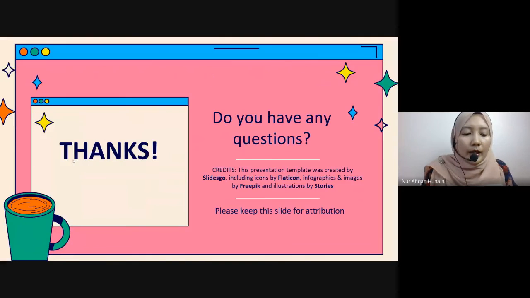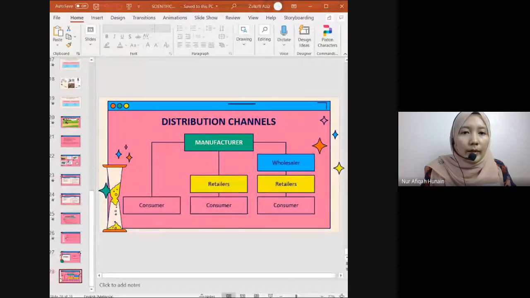Okay. That's all about how to measure and the different types of measuring tools. So now I open to questions.